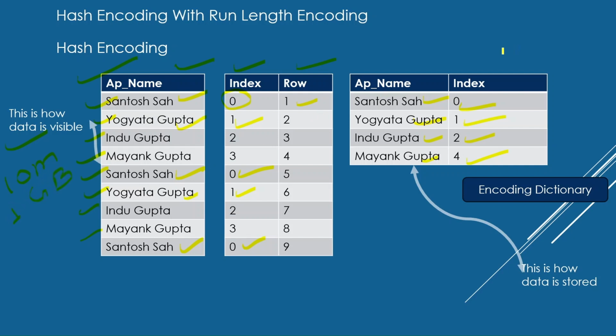Once this data is stored in only 4 rows, how much space will it take? 10 KB. Just imagine the space is reduced from 1 GB to 10 kilobytes. That is the amount of space Power BI reduces whenever it applies the hash encoding function on a particular column, and this is the data which is stored at the backend. Hash encoding is also known as dictionary encoding.